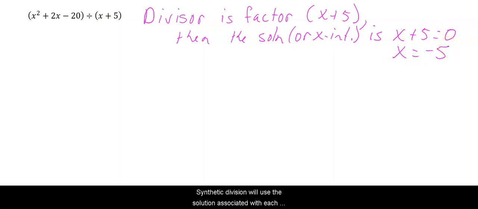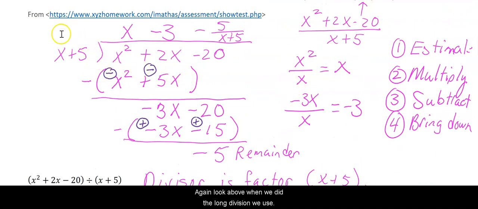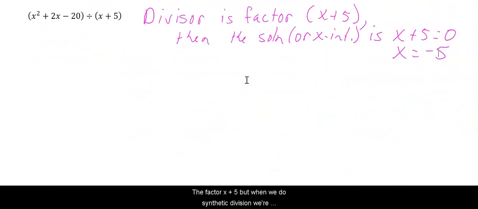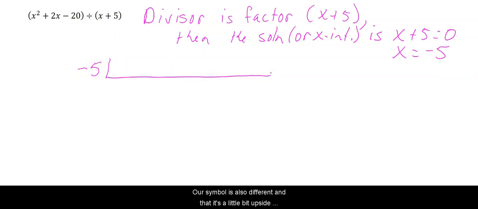Synthetic division will use the solution associated with each factor rather than the factor x plus 5. Again, look above. When we did the long division, we used the factor x plus 5, but when we do synthetic division, we're going to use the solution associated with that factor, or minus 5. Our symbol is also different in that it's a little bit upside down and the left side is not curved.